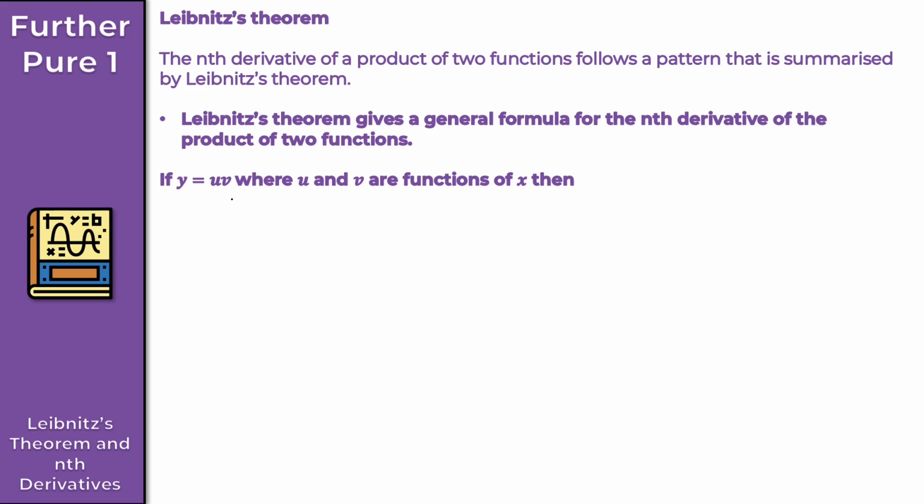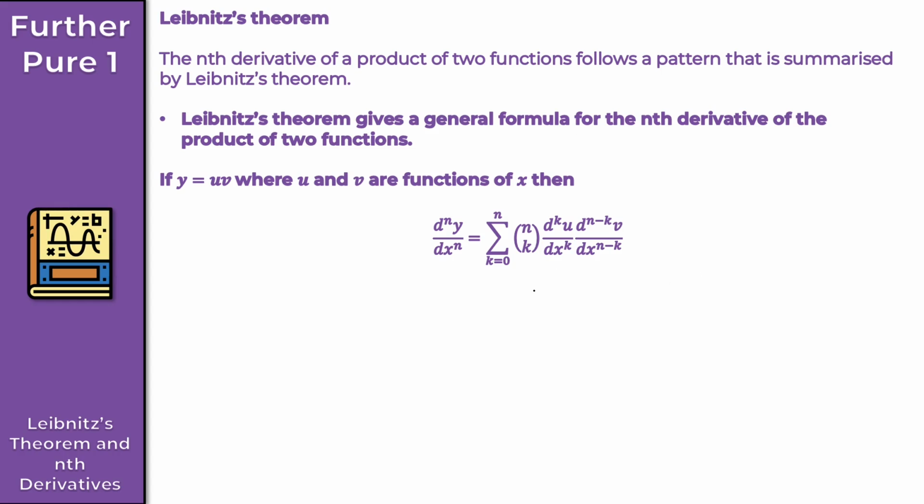So if y equals uv, where u and v are functions of x, then the nth derivative of y is equal to the following. And this looks a little bit intimidating, right? But it's not too bad. And I think the best way to demonstrate this is to run through a practice question, which we'll do shortly.